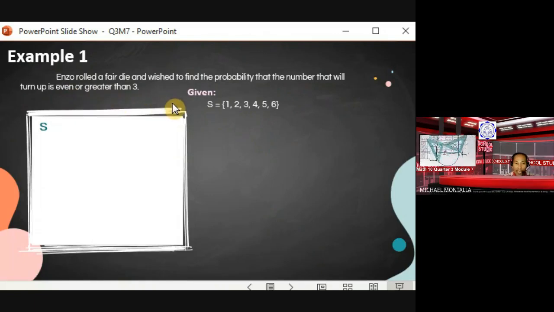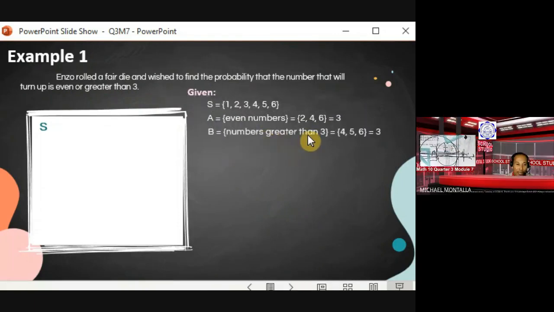Pag naglalagay ka ng pangalan ng events, kahit anong letter pwede mong gamitin. But usually, ang ginagamit natin, event A and event B. Ayan. Yung event A, para yung sa even numbers. Ano ba yung even numbers sa sample space natin? Mayroon tayong 2, 4, 6. O, di ba? Bibilangin mo lang yon, mayroon kang 3 outcomes para sa even numbers. O, di ba madali lang?